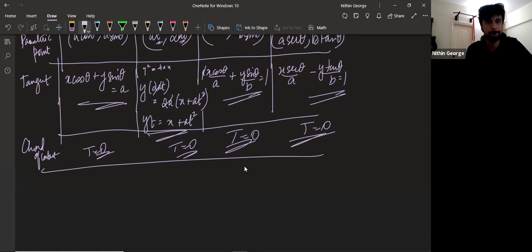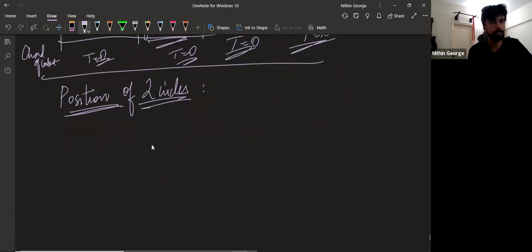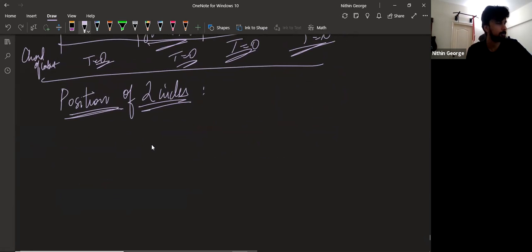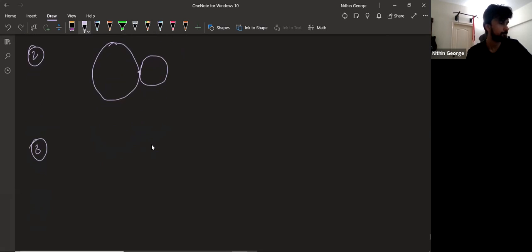Now comes the position of two circles. The position of two circles is what we are looking at. So here, one circle can be completely outside another circle. This is the first case. Second case, one circle can touch the other circle at a point. Case 3 is when two circles kind of intersect.